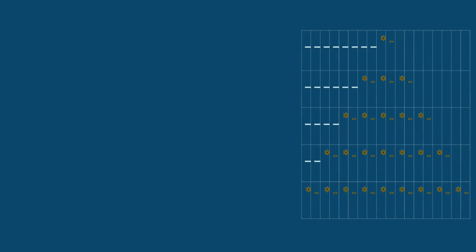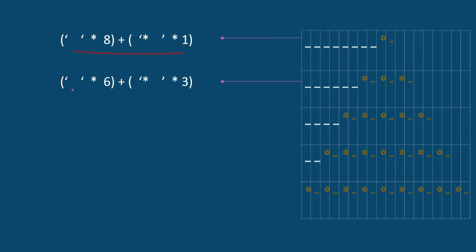In this video tutorial, we will see how to print a triangle pattern. Here, in the first line, there are 8 spaces appended with a single star space character. In the second line, there are 6 spaces appended with 3 star space characters.